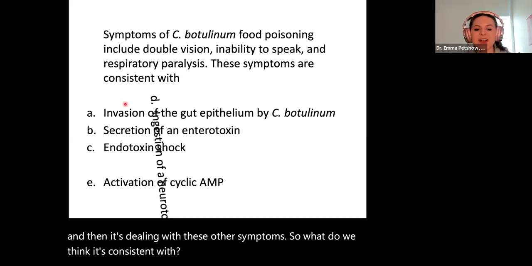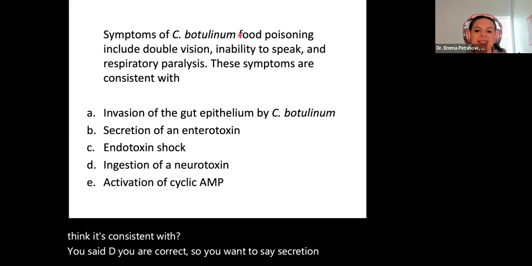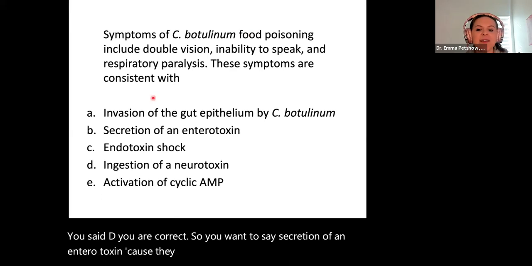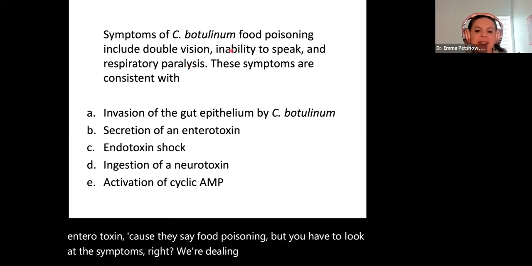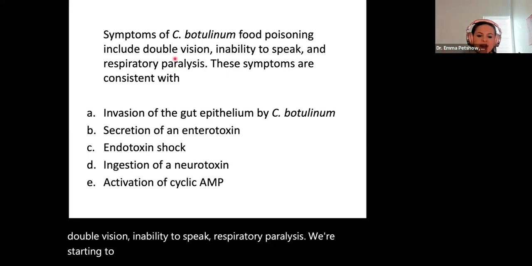You said D, you are correct. So you want to say secretion of an enterotoxin because they say food poisoning, but you have to look at the symptoms, right? We're dealing with neurologic symptoms, double vision, inability to speak, respiratory paralysis. We're starting to think of our cranial nerves. And so neurotoxin is going to be your best answer here.